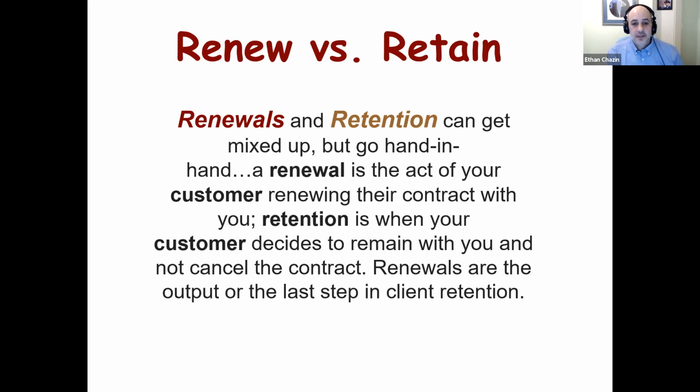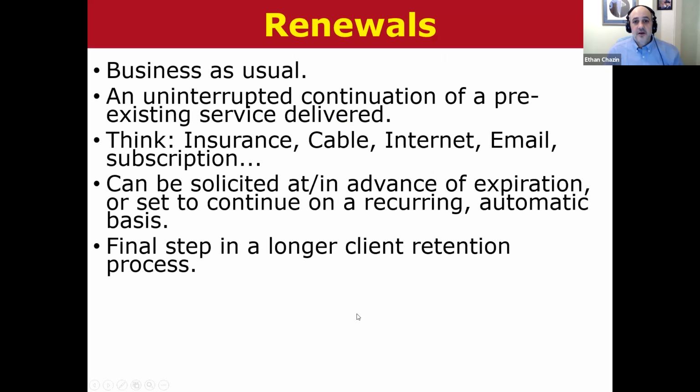The renewal is the customer's act that they exhibit towards you by renewing the contract. Retention is when your customer makes a conscious decision to stay with you and not cancel that relationship. If you think about it a certain way, the renewal is actually the output or the end result, the last step in client relationship retention. So retention is a much broader and deeper level of conversation than the renewal, which is more of an automatic process. So let's talk about renewals.